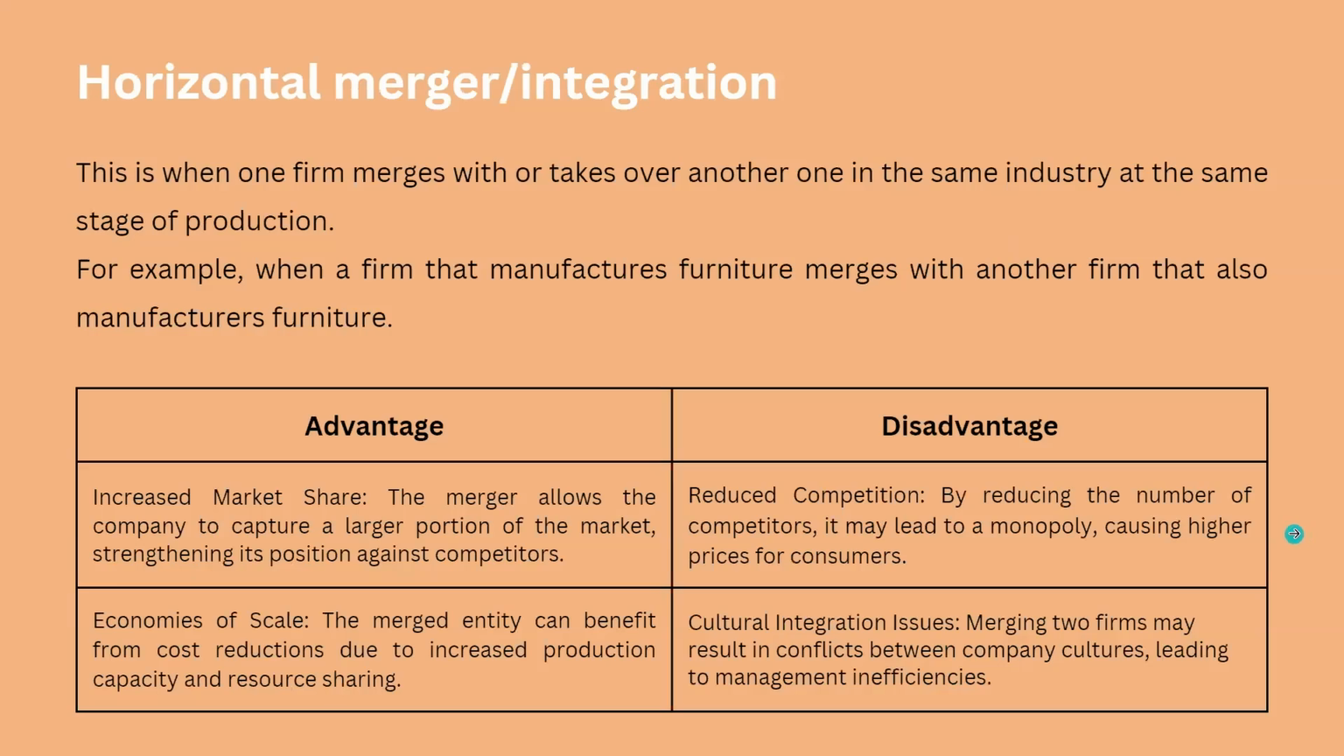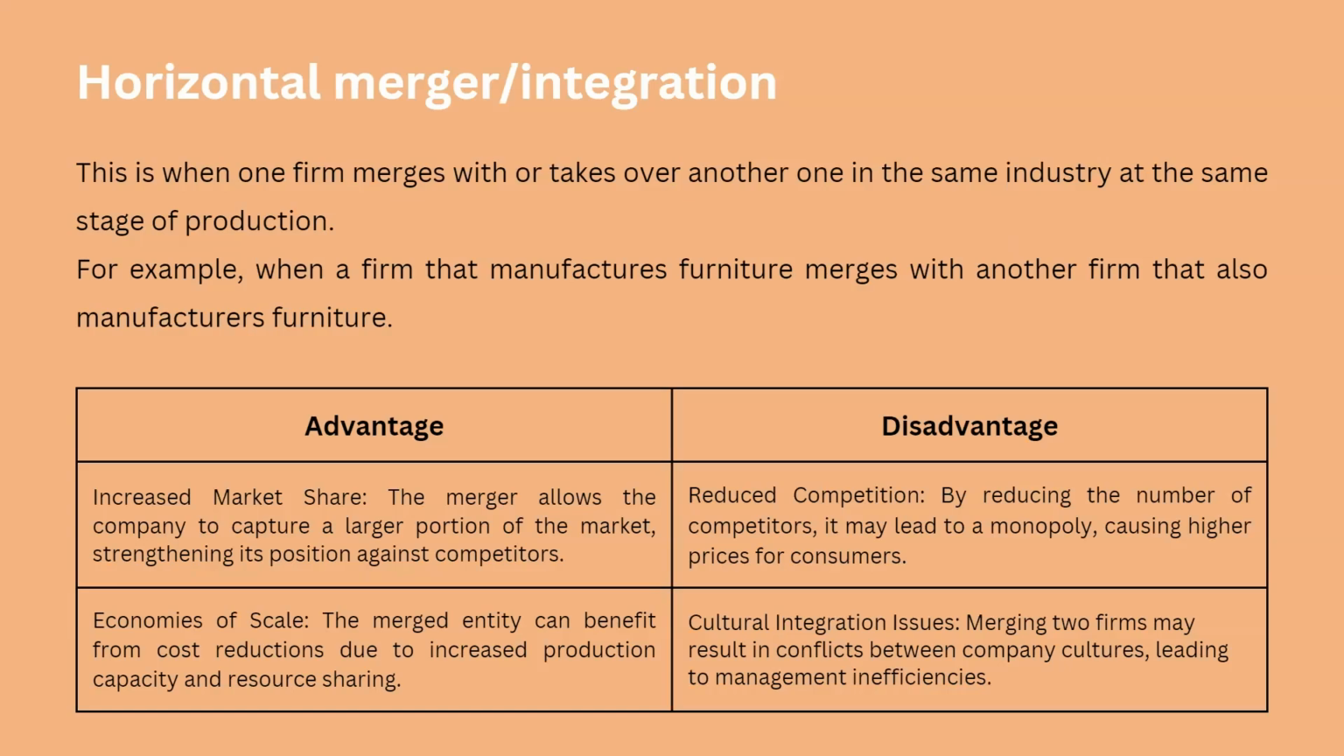So let's look at horizontal merger or integration, and also we'll look at the advantages and disadvantages of the same. This is when one firm merges with or takes over another firm in the same industry at the same stage of production. So either the firm acquires some other firm, like buys it, or they want to merge together and work as one business.